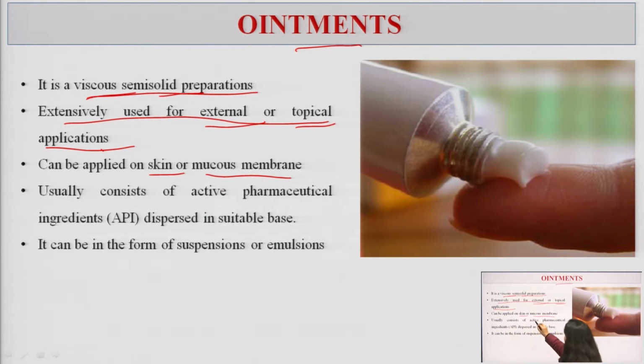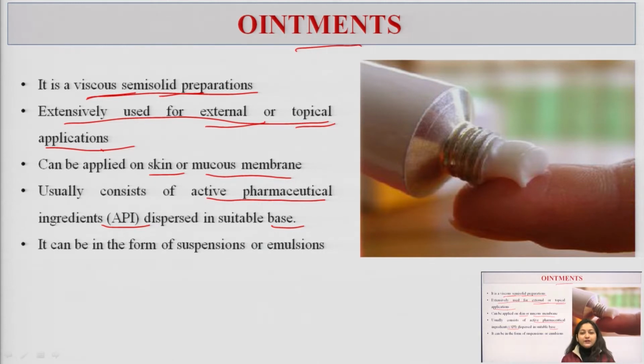It usually consists of the active pharmaceutical ingredient, that is API, and in addition to the API there is a major bulk portion known as the base. As I discussed, the base is a major portion that entraps the API in it. Hence it is very important, because we cannot supply API directly to a patient. For that purpose we need to choose a suitable base in order to incorporate our API into it.